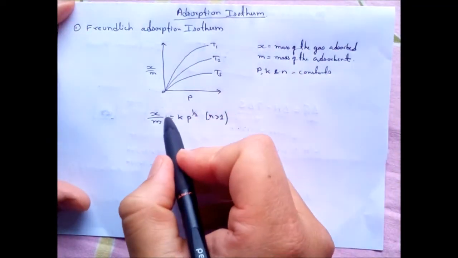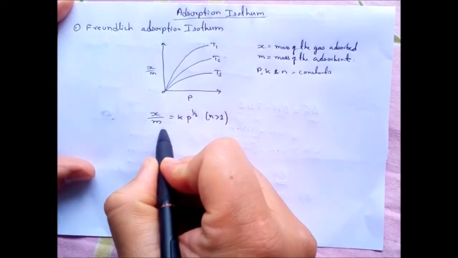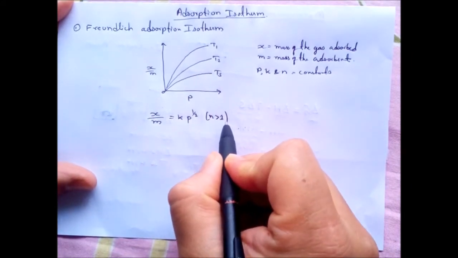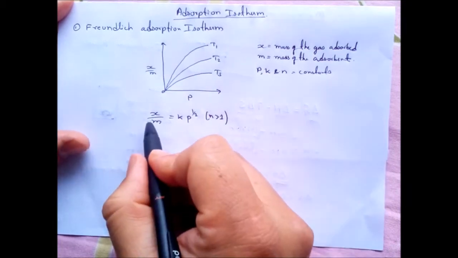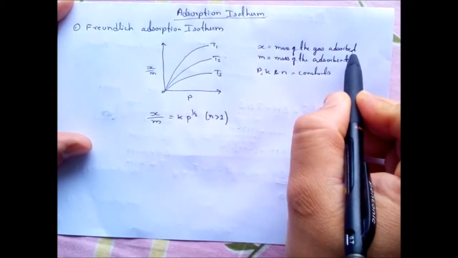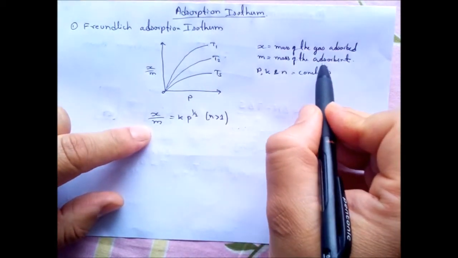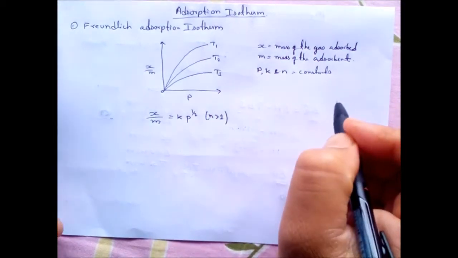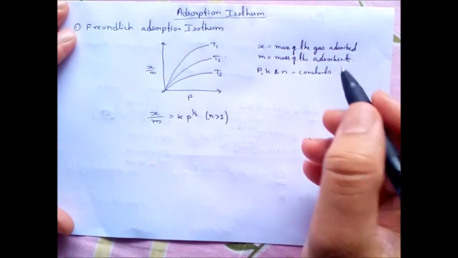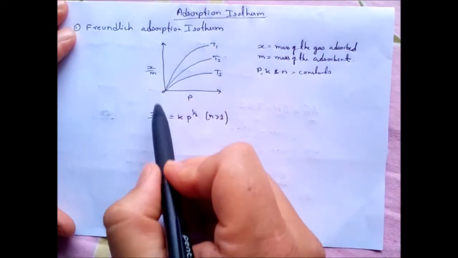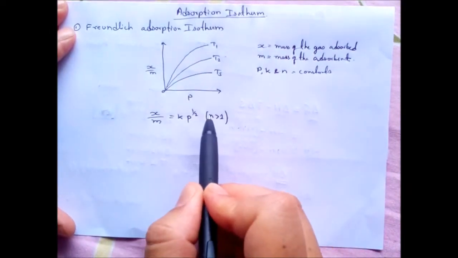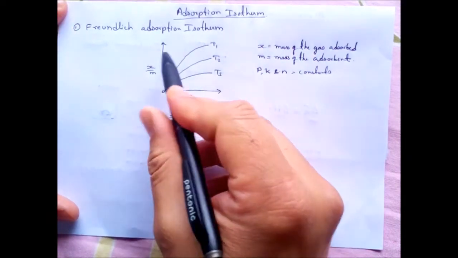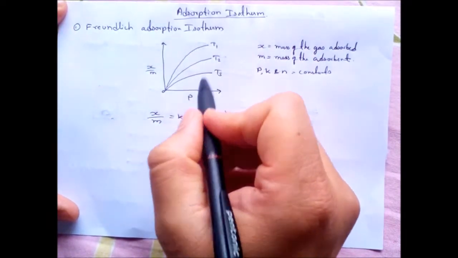So Freundlich has given one equation, that is x by m equals k p to the power 1 by n, where n is always greater than 1. And x, what is that? x is the mass of the gas adsorbed, and m is the mass of the adsorbent, and this p, k and n are constants, right? So this is the graph we have plotted according to this equation. What we have to analyze in this graph is called the Freundlich adsorption isotherm.